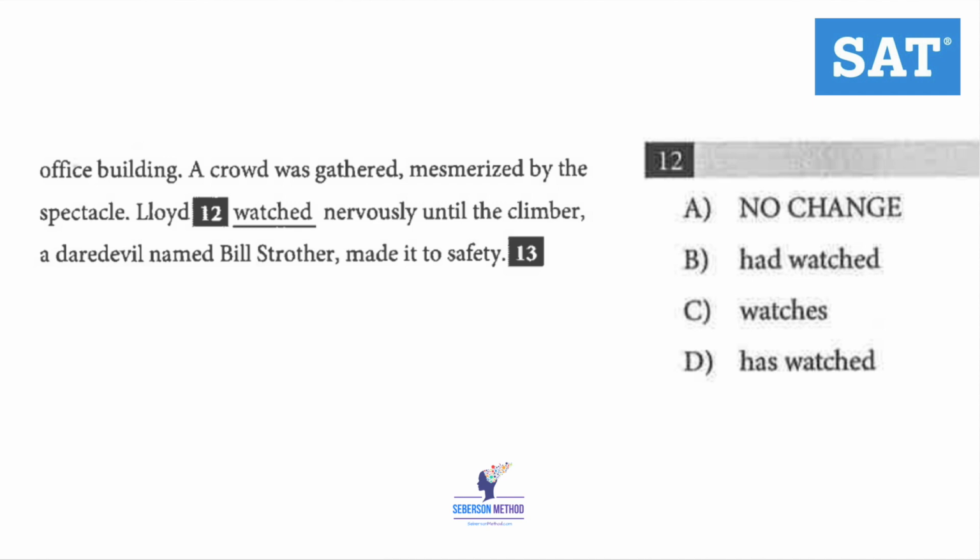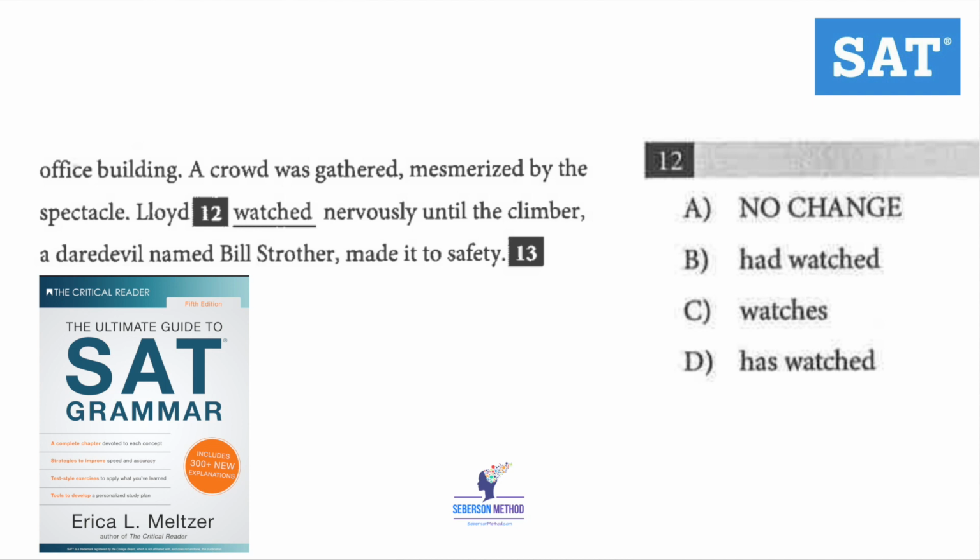Lloyd watched nervously until the climber, a daredevil named Bill Strother, made it to safety. Is this going to be a had watched or watched? Or has watched, maybe. Definitely not watches, because that would be in present tense. But they can all work if we just said Lloyd watches nervously until the climber made it to safety. They could all work, but if you consider the whole context, you will see that this is clearly a past tense narrative. And most of the time on the SAT it will be, but you always have to check whether they're also pointing to you for the past perfect or the present perfect. Again, Erica Meltzer's book is a very clear description of this grammar.